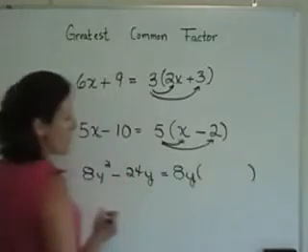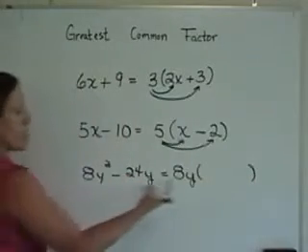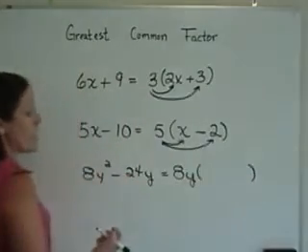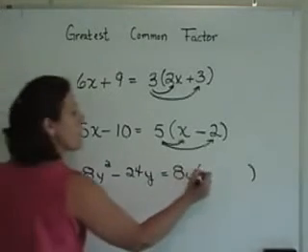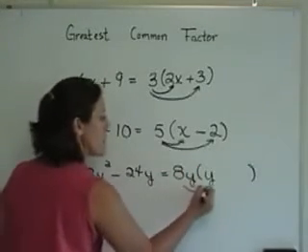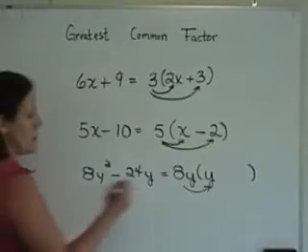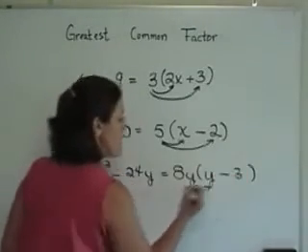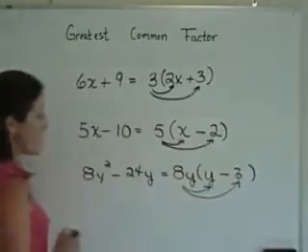And once I've decided that that's the greatest common factor, next I'll decide what I need inside the parentheses so that I can distribute it and get what I started with. So I'll need a y here because 8 times y is 8y squared. And I'll need a minus 3 here because 8y times a minus 3 is a minus 24.